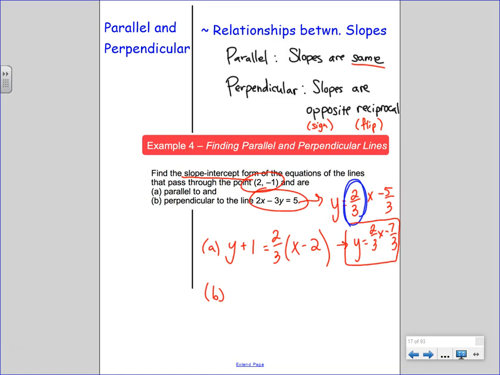On the bottom one, same point, so y plus 1, x minus 2, but what am I doing for my slope instead? Okay. It's a positive 2/3, make it negative, and the reciprocal would be 3/2. Does that make sense? You guys agree? I'm going to give you another 15 seconds to simplify. Take as much time as you need.